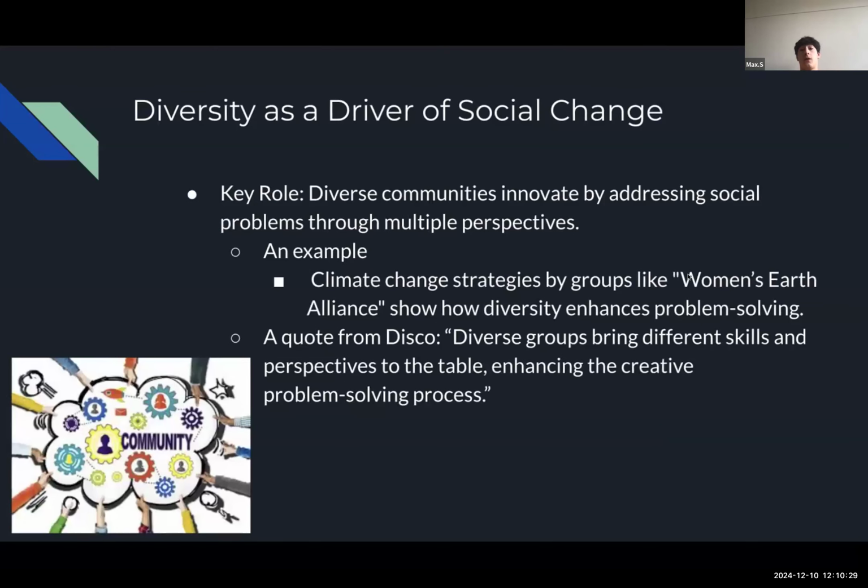Diversity as a driver of social change. Some key roles: diverse communities innovate by addressing social problems through multiple perspectives. An example would be climate change strategies by groups like Women's Earth Alliance, showing how diversity enhances problem solving. A quote from Disco: diverse groups bring different skills and perspectives to the table, enhancing the creative problem solving process.